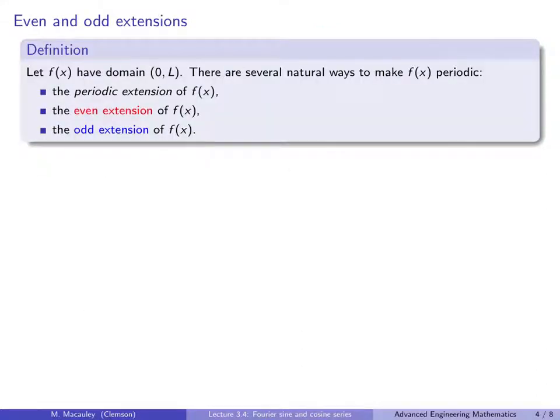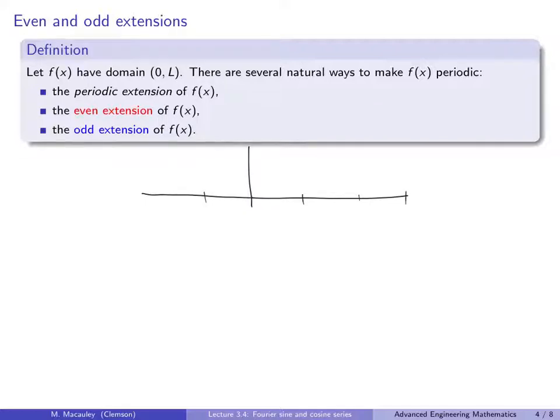So now that you have the motivation and the intuition, let's define these things formally. So let's let f of x have domain 0 to L. So it's defined only between 0 and L. There are several natural ways to make this into a periodic function so we can compute its Fourier series. I think I'm going to just sketch this via example, and I think you'll get the idea.